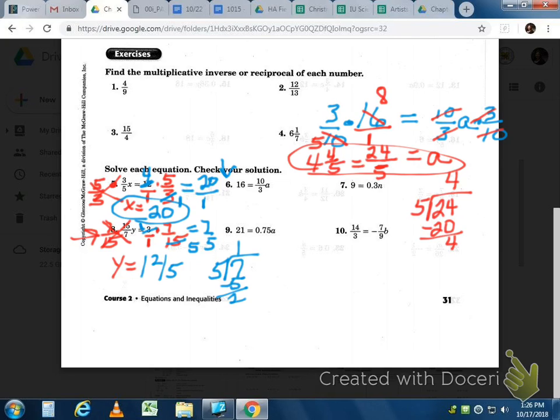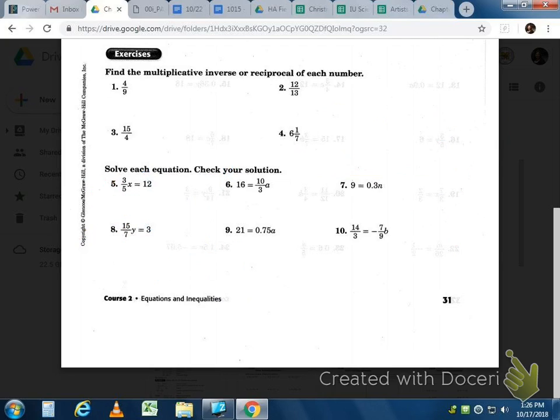Okay, now I do want to show you one like number 7 because that's a little different, right? Does everybody have the red and blue written? Okay, I'm going to delete it. Let's look at number 7. 9 equals 0.3n. Now, what I want you to do on this is we're actually going to end up dividing by 0.3.